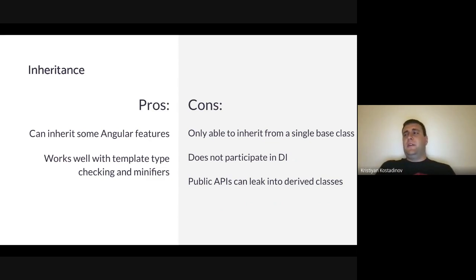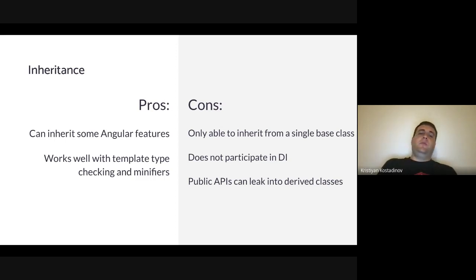But of course, the cons here are also pretty significant. You can only inherit from one base class. So the example I gave before, where we had like 5 or 6 different behaviors that we wanted to mix in, won't work with inheritance because you can't inherit from more than one class. It also doesn't participate in DI, which is very difficult to get around.